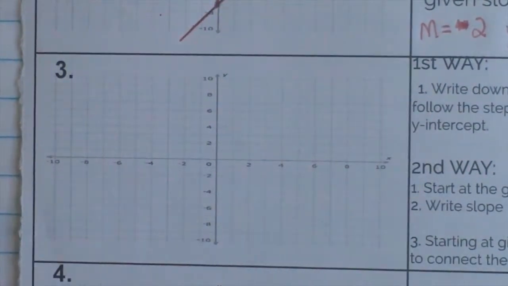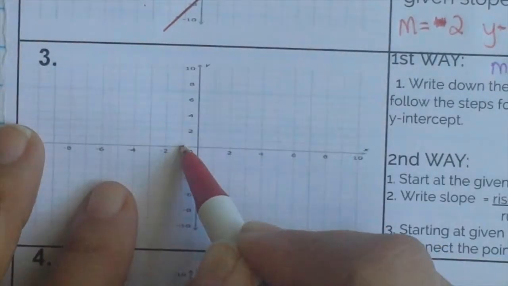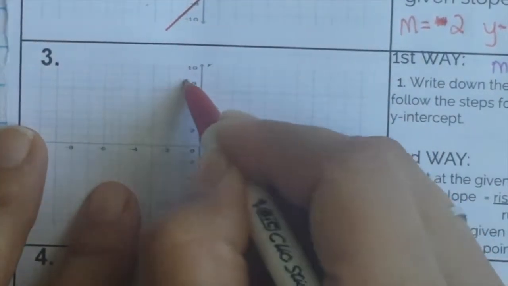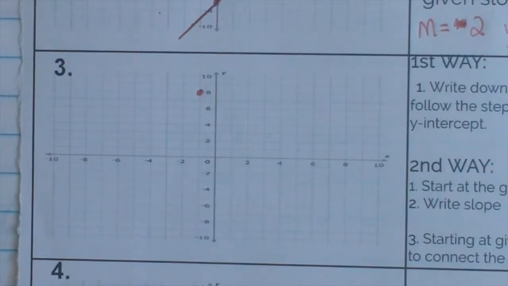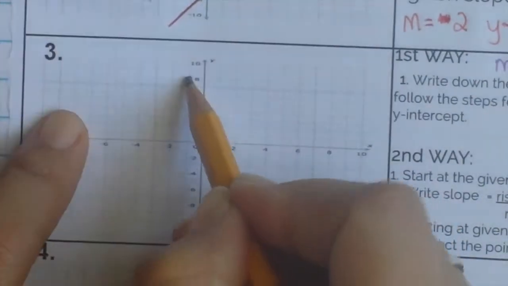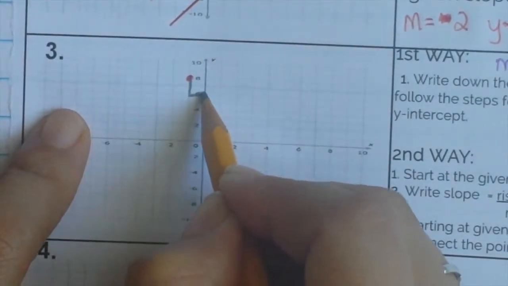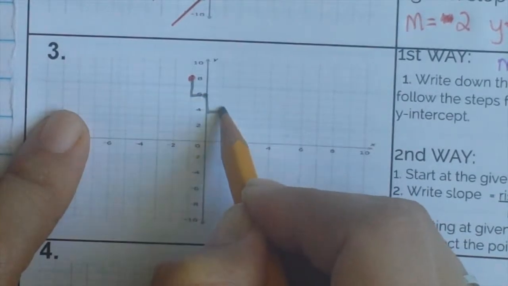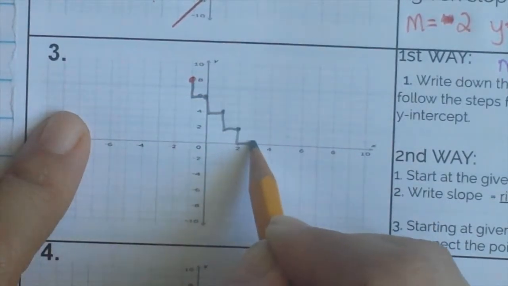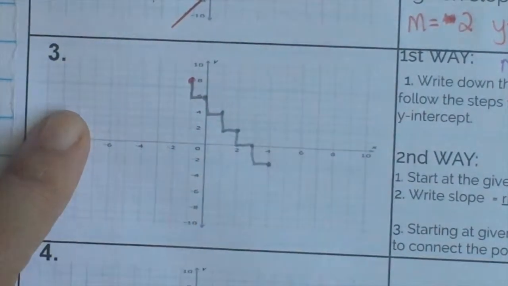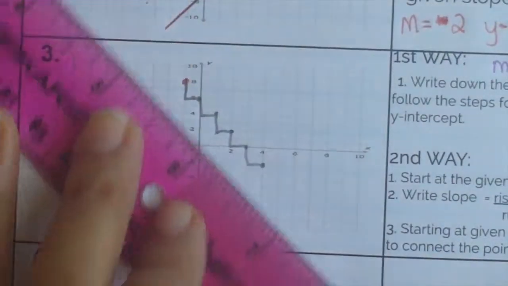For -1, 8, you start at 0, go left 1 and up 8. So that's the point -1, 8. Then you do rise over run starting at that point. You don't always have to start at the y-intercept. So we're going to go down 2 to the right 1, down 2 to the right 1, and keep repeating. Then you use a ruler to join the points.